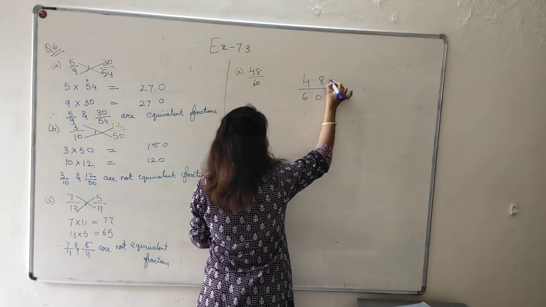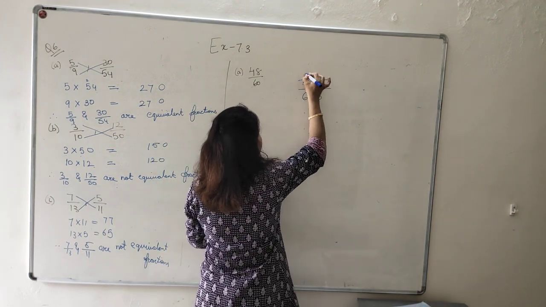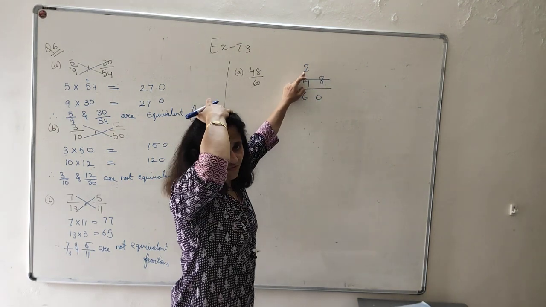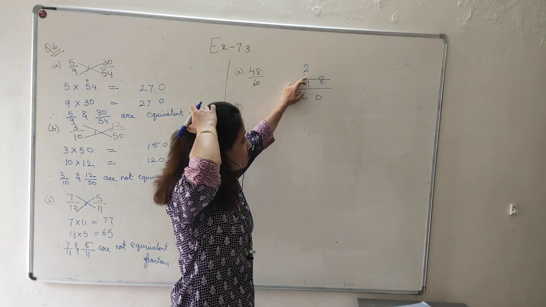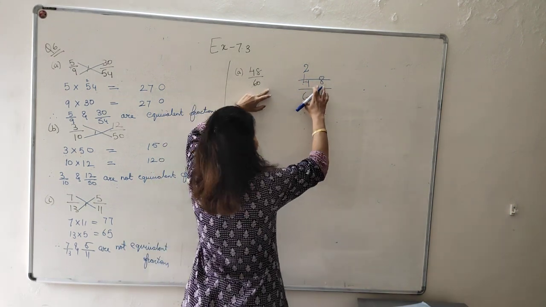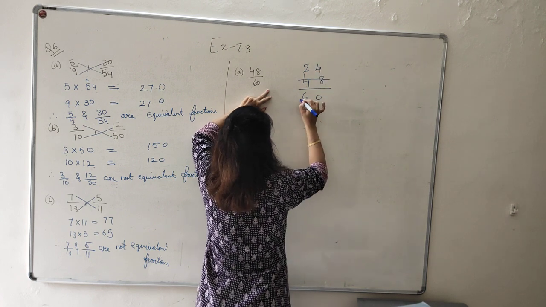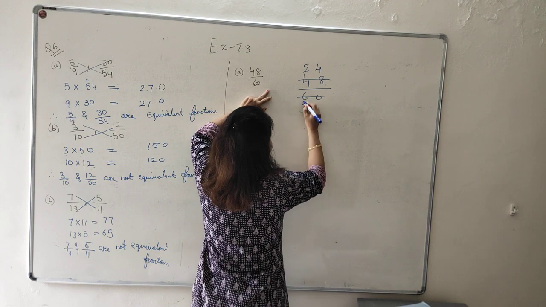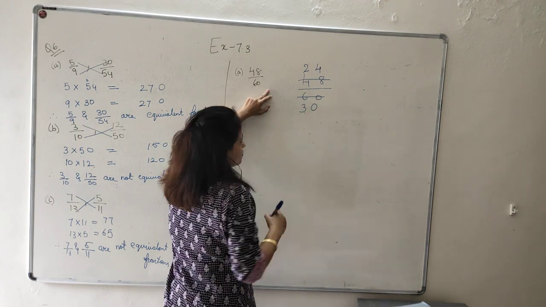Now, cut here. How many times? 2 2s are 4. 4 minus 4, 0. 0 you cannot give to the neighbor. So, it remains 8. 2 4s are 8. Cut here. 2 3s are 6. 6 minus 6, 0 only.